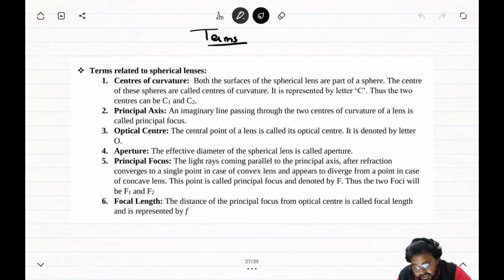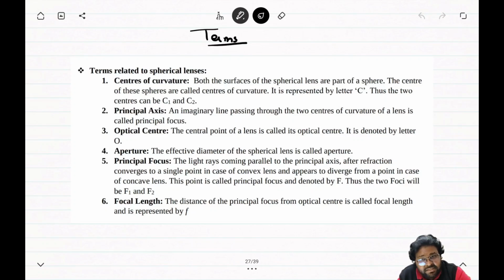Talking about some terms related to spherical lenses. Again, there are some terms. You can pause the video here so that you can take a screenshot and learn all the definitions. Center of curvature: both the surfaces are parts of a particular sphere, and the center of those spheres is known as the center of curvature. For now, for all the study-related terms and concepts, we take the center of curvature of both the surfaces to be the same. That means the radius of both the surfaces is the same.